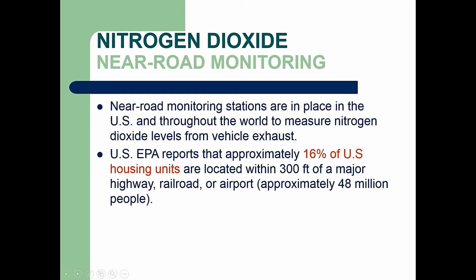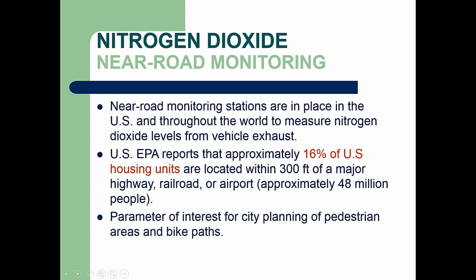US EPA reports that 16% of housing units in our country are within close proximity to a highway, railroad, or airport. And even city planning commissions will investigate nitrogen dioxide levels as they consider pedestrian areas or bike paths for their community. And many community action groups will actually buy inexpensive nitrogen dioxide monitors looking at the same thing.